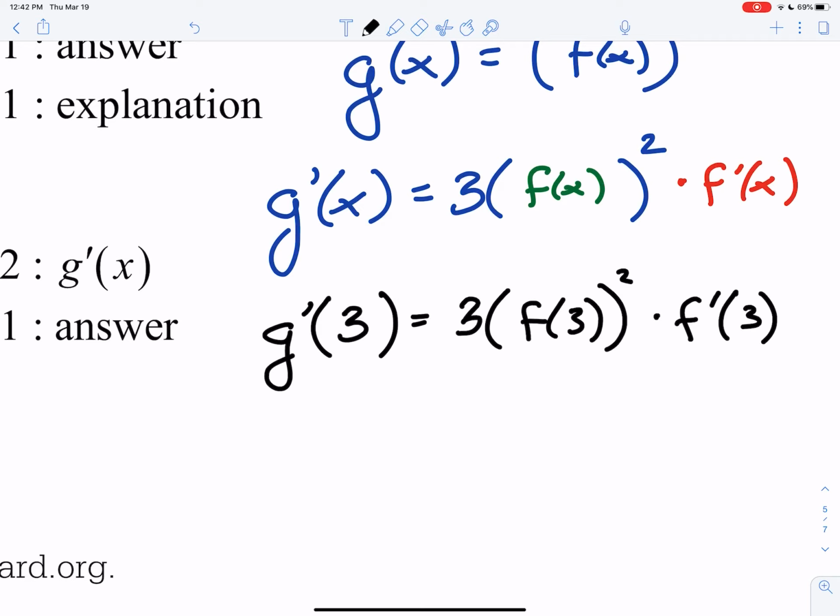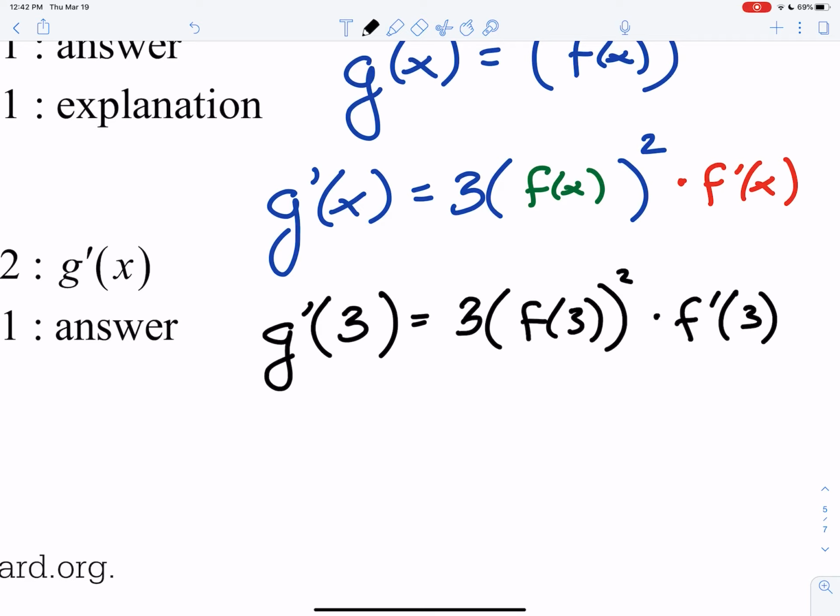Now, everything in here is given to you, not explicitly. It's in the problem, but they want you to be able to find it. Now, f of 3, they give it to you right in part D. They tell you that f of 3 is negative 5 over 2. So what we're going to do is we're going to plug that in there. Negative 5 over 2, and then we're going to square that. Now, what's left is f prime of 3.